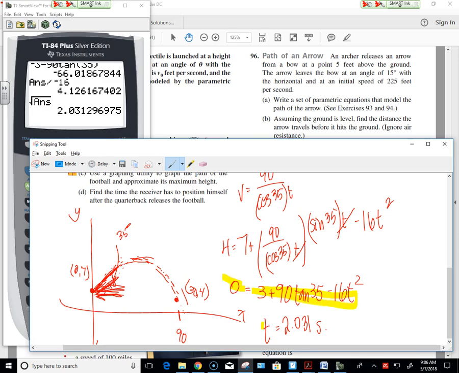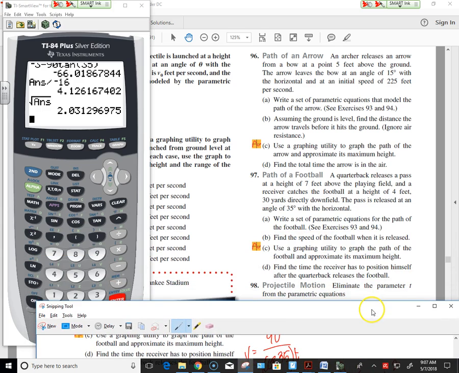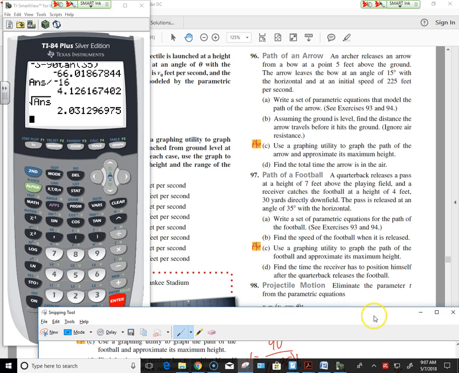The set of parametric equations is what we basically started with up above. Oh, hey, that's the wrong problem. What are they asking for in part A? Oh, we've made our equations. Find the speed of the football when it's released. That's going to be v. And then d. Oh, we already found time, so we actually answered d first. That's kind of awkward, but that's all right.